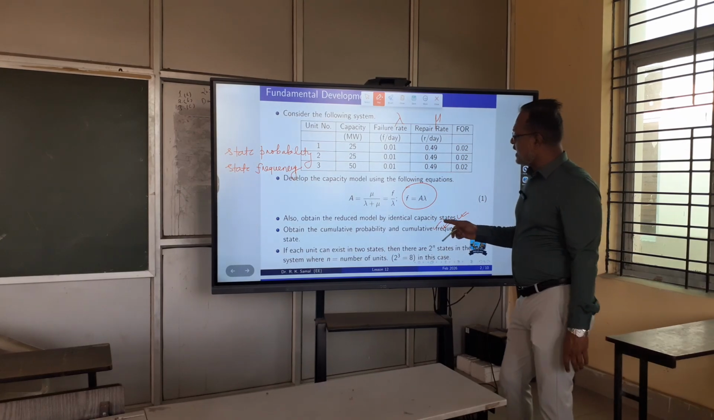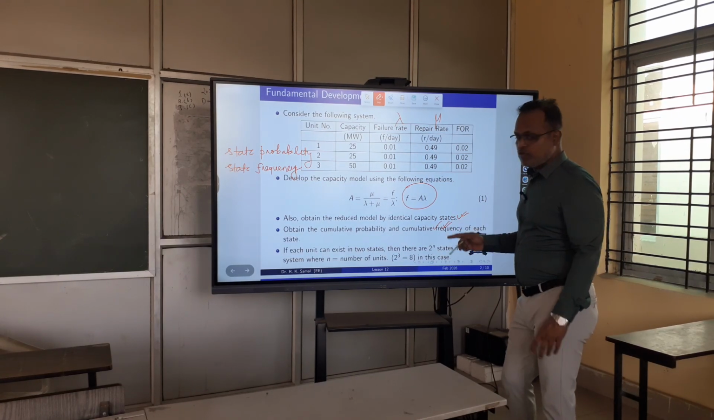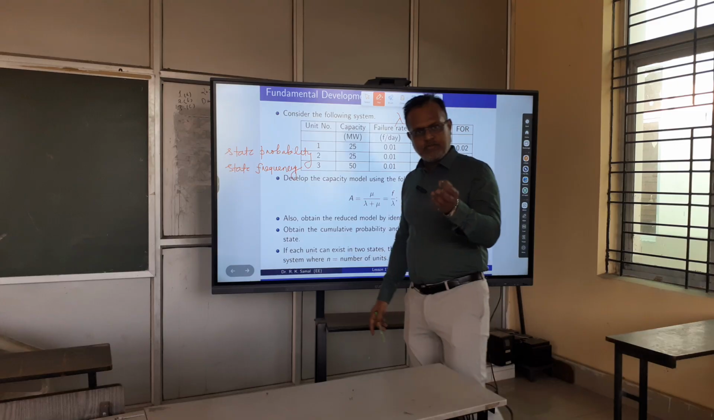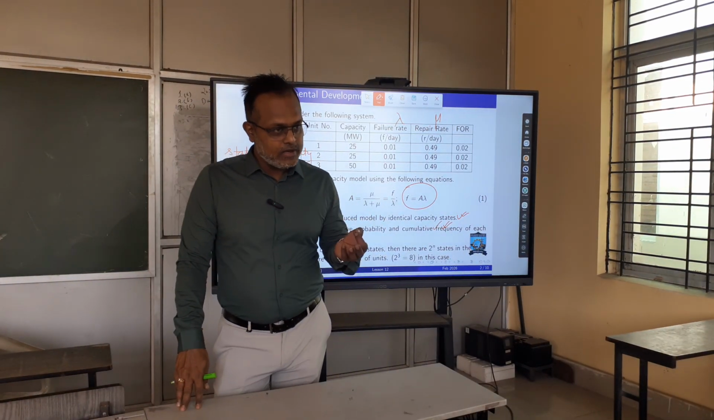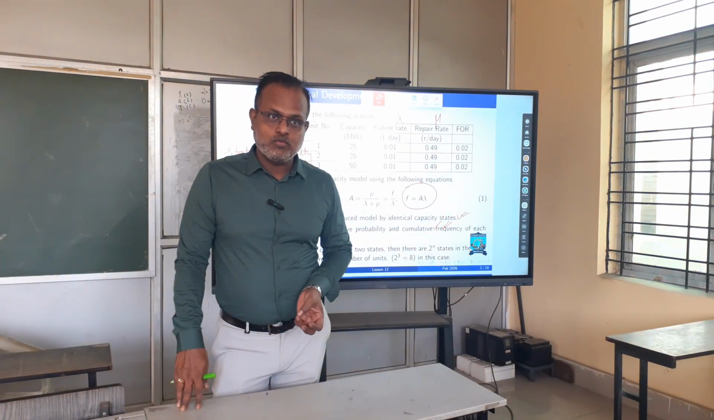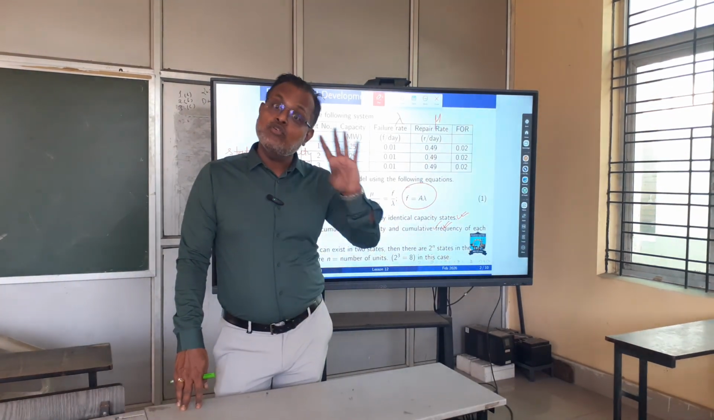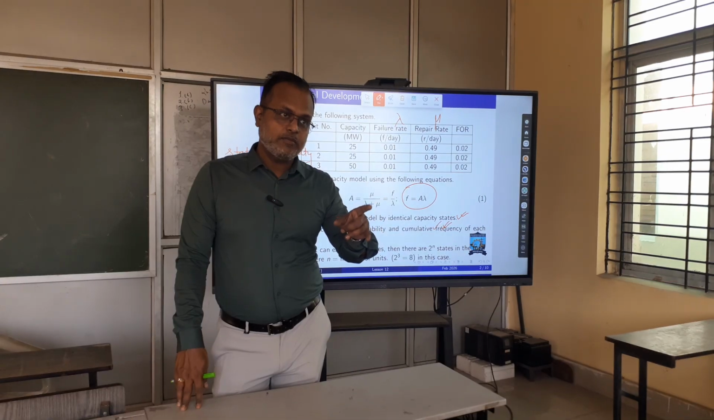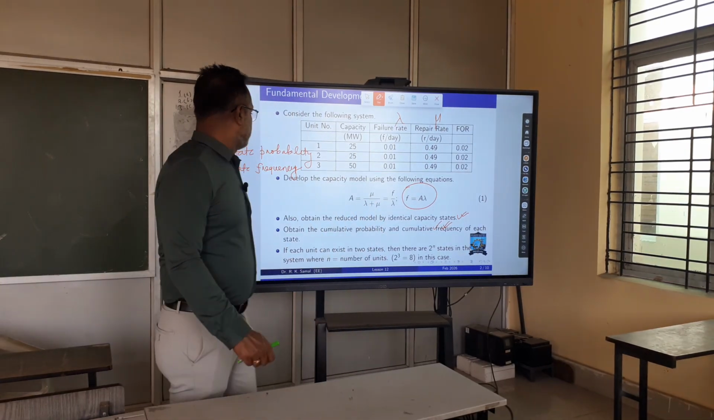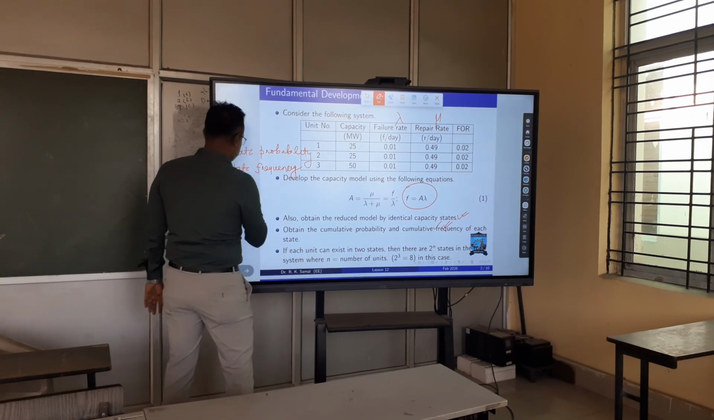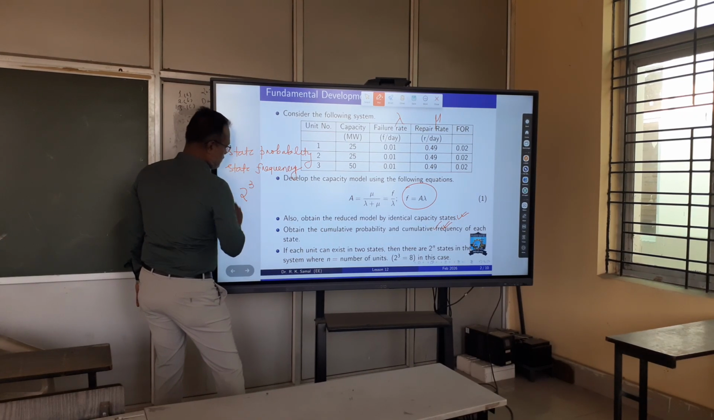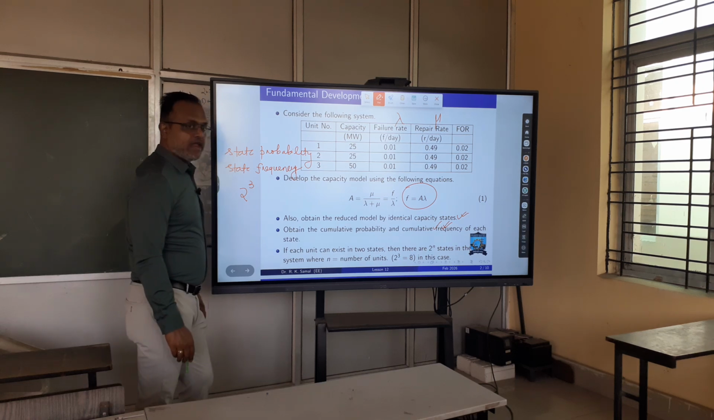If each unit can exist in two states, so we will use a two-state model, either failed or operating. You can have three-state models also. One is failed, operating, partial operating. We have seen that. Then we had a four-state model where there was a result. But here we will take two-state model. If each unit can exist in two states, then there are 2 to the power n states. Okay? Where n is the number of units.